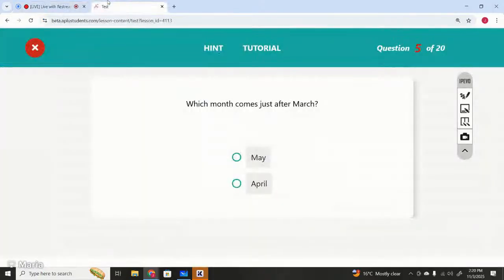Okay, which month comes just after March? Which month is it? Just after March, it is April. The correct option is April. It is option number 2.